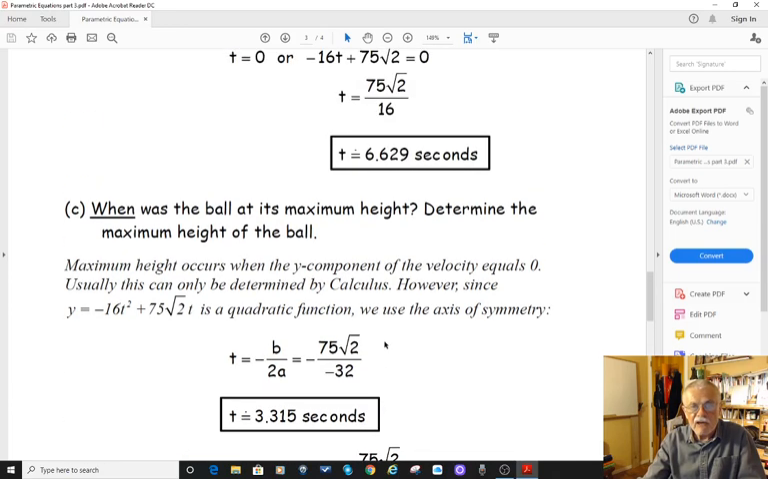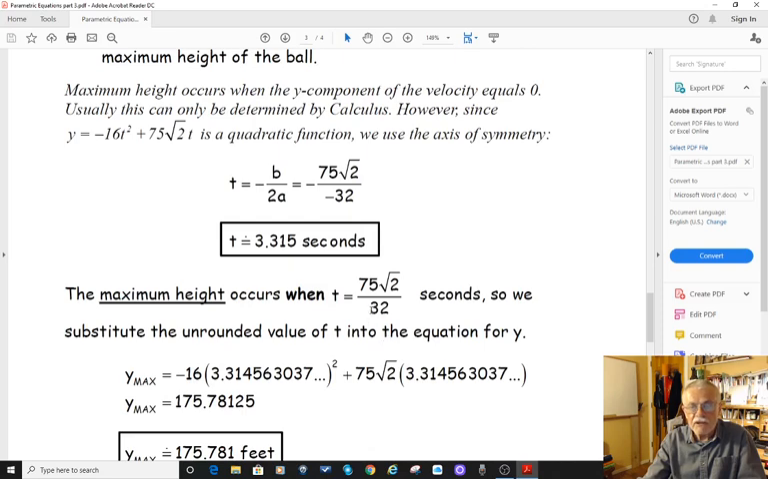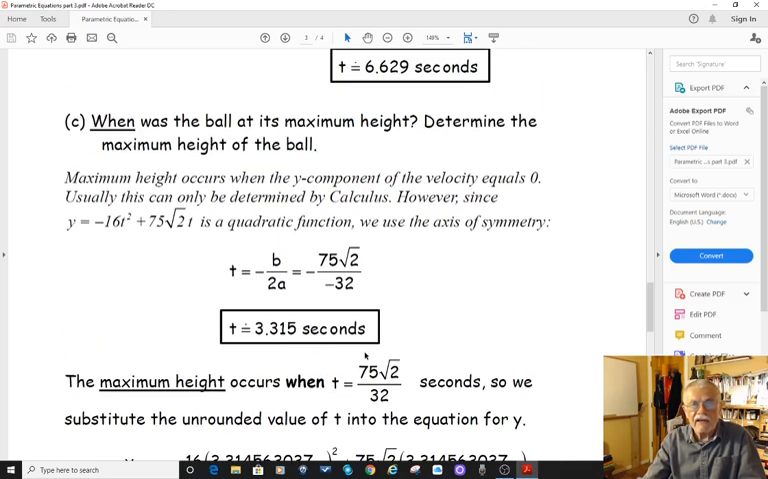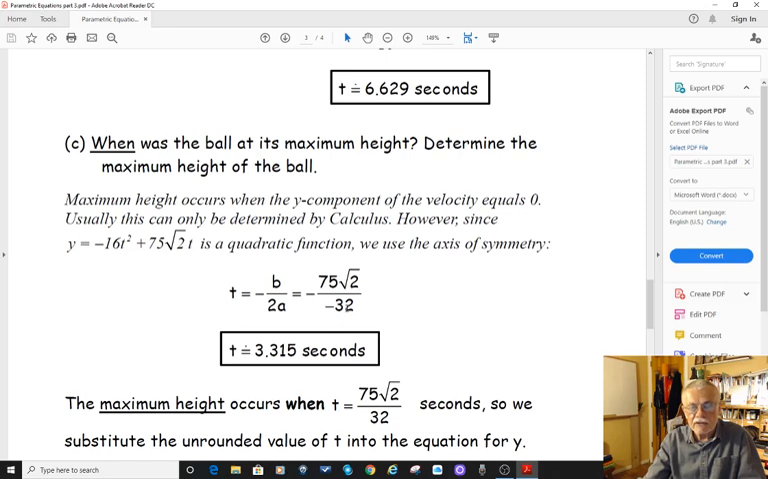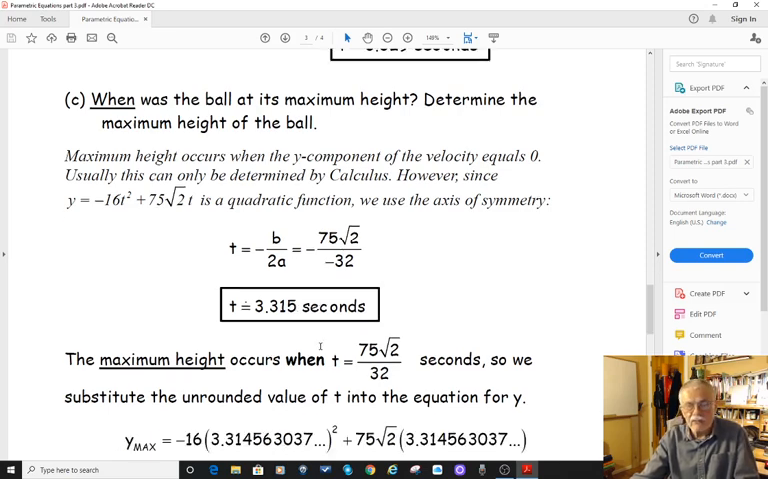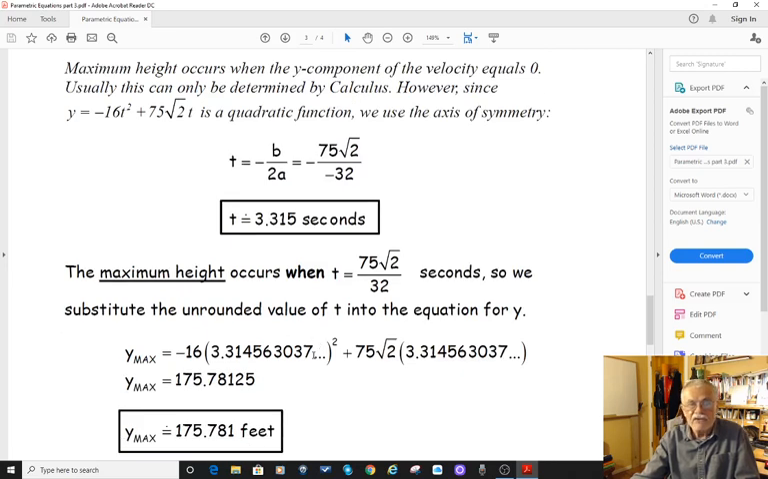So for the maximum height, we can go back to our y function and plug in t, this crazy value. Now, we don't want to plug in 3.315 because that's rounded, and if we did that, we'd be using a rounded value in a computation, which will compound the error. You'll learn about that in calculus. So the rule of thumb is we're going to use the exact value.